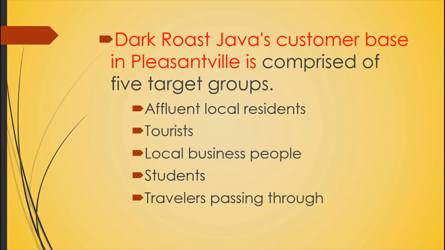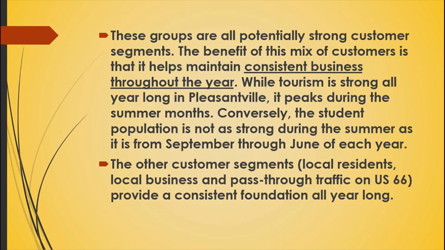So, the company, for example, is Dark Roast Java. Dark Roast Java's customers in Pleasantville, that is the location of the company. Pleasantville is comprised of 5 target groups. Katulad na sinabi ko kanina, in target customers, kailangan the customers are segmented. They are grouped separately. Nagbigay siya ng 5 target groups: affluent local residents, tourists, local business people, students, travelers passing through. So, nung binigay yung general na mga type, the next is, i-discuss muna.